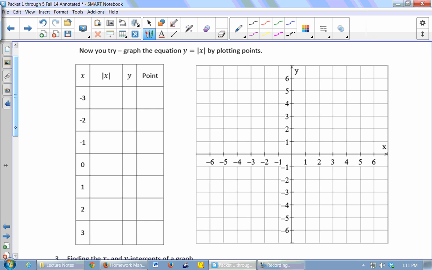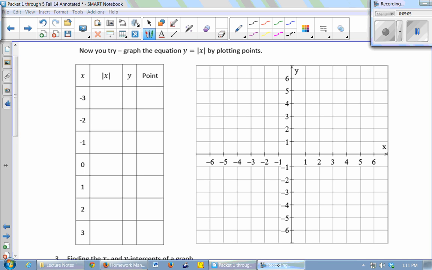All right, so now try another one. Graph the equation y equals the absolute value of x by plotting points. So when you take the absolute value of a number, it takes that number and makes it positive, right? So when you take the absolute value of -3, you get 3. The absolute value of -2 is 2. -1 is 1. The absolute value of 0 is 0. It's not negative, so you can't make it positive. So 0 just stays 0. Absolute value of 1 is 1, 2 is 2, and 3 is 3.